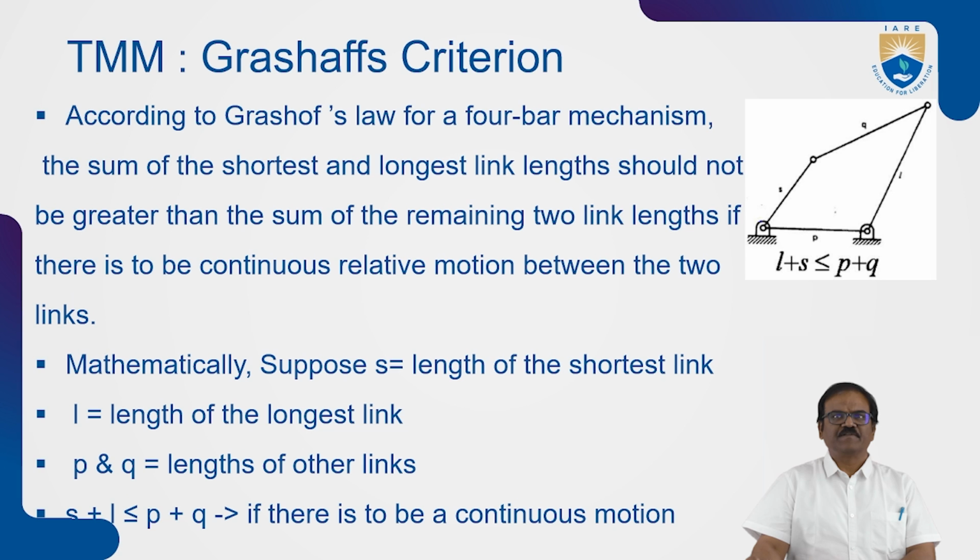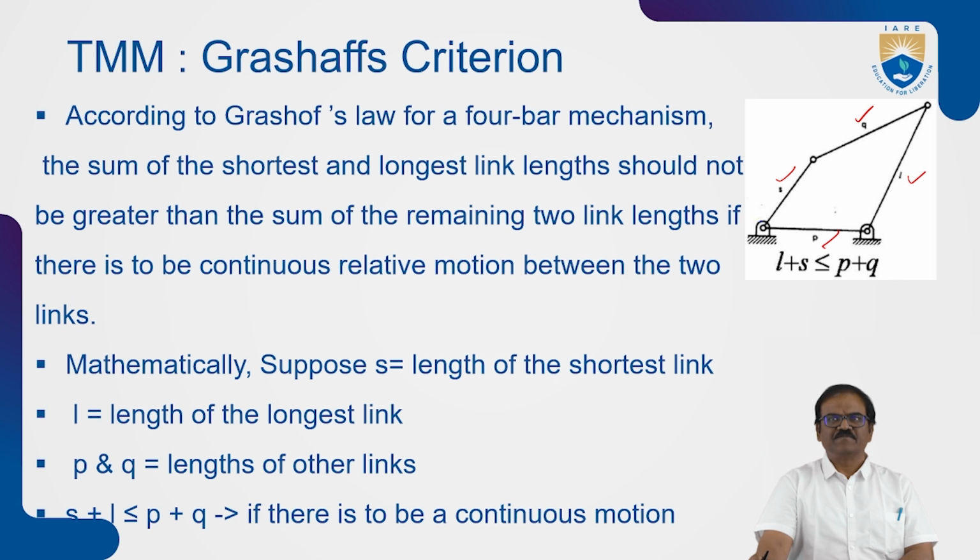According to Grashoff's law for a 4-bar mechanism, the sum of the shortest and longest link lengths should not be greater than the sum of the remaining two links if there is to be continuous relative motion between two links. So, broadly, this has to be remembered as L plus S is less than or equal to P plus Q, wherein we identified L, S, P, Q. That relation should be maintained mathematically.